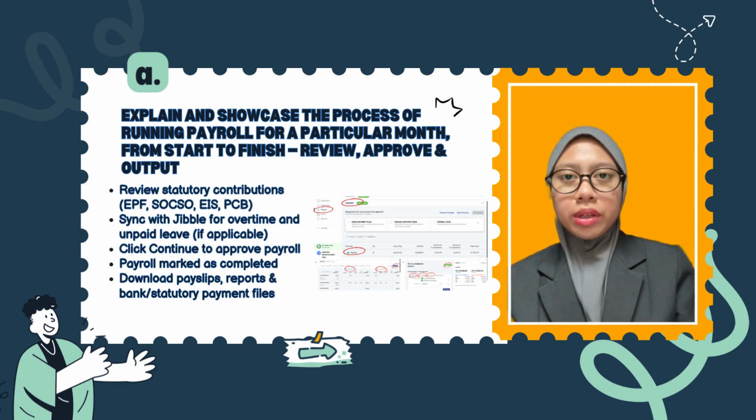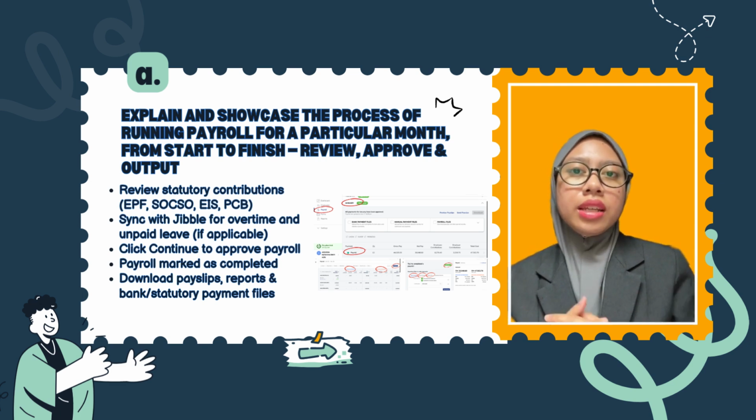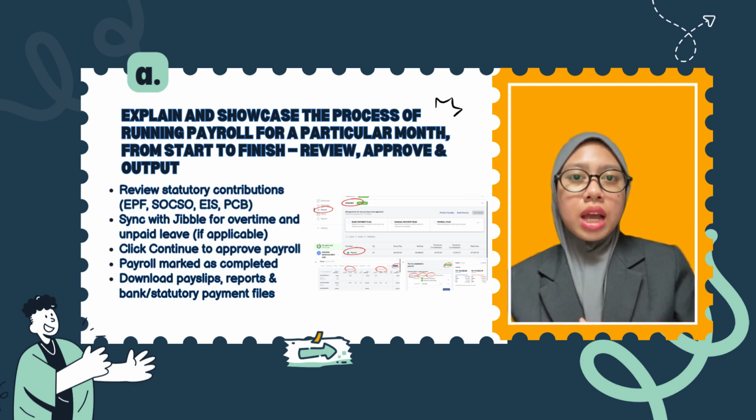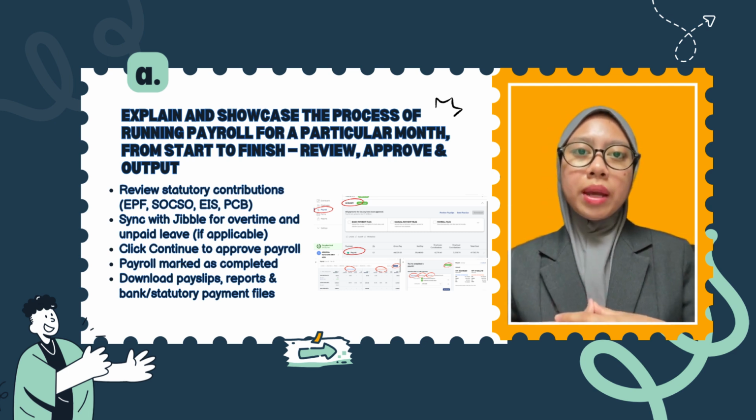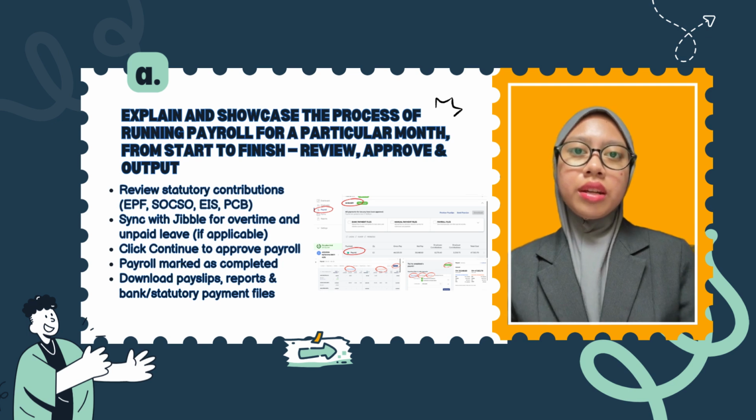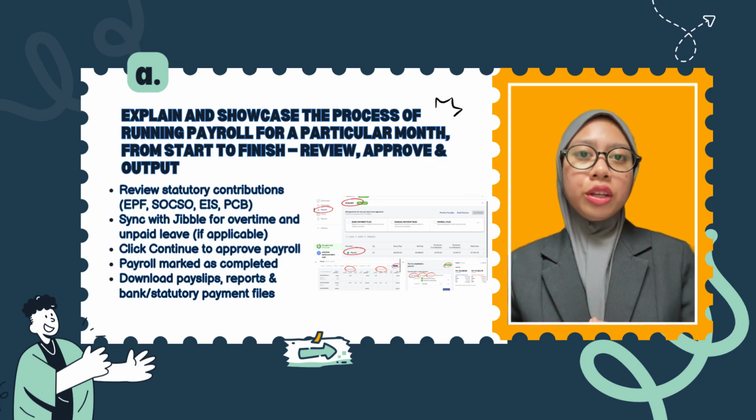If the company uses Jibble for attendance tracking, payroll can be seen at this stage to include overtime hours and unpaid leave automatically, ensuring employee pay is accurate. Once all information is reviewed and verified, we click continue to process the payroll. The system marks it as approved and shows a confirmation message indicating the payroll for January is successfully completed. Finally, Payroll Panda generates payroll output including bank payment files for salary disbursements, statutory payment files, payslips and payroll reports. These files can be downloaded to complete salary payments, submit statutory contributions and maintain accurate payroll records.